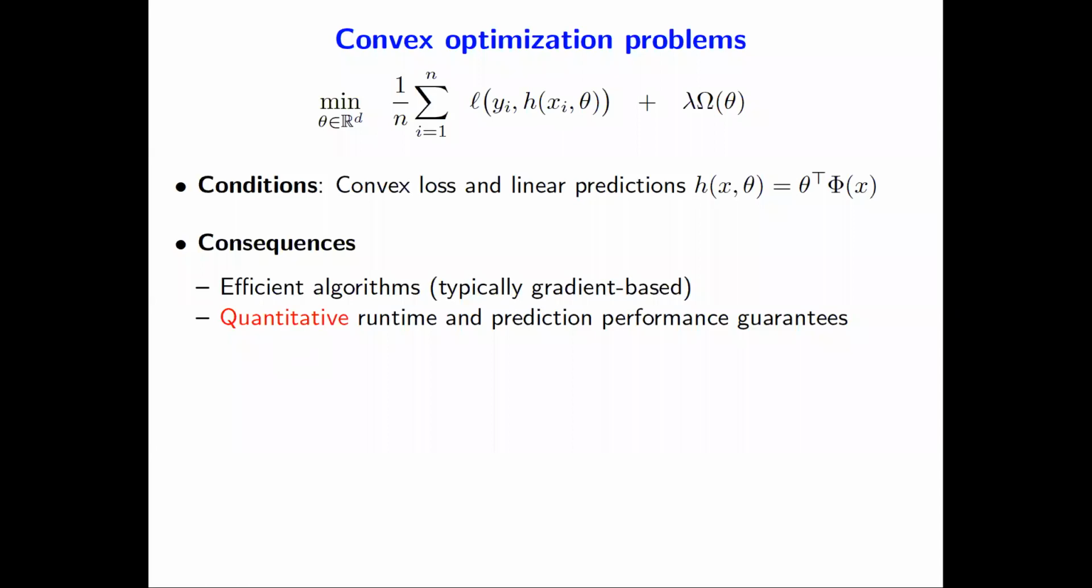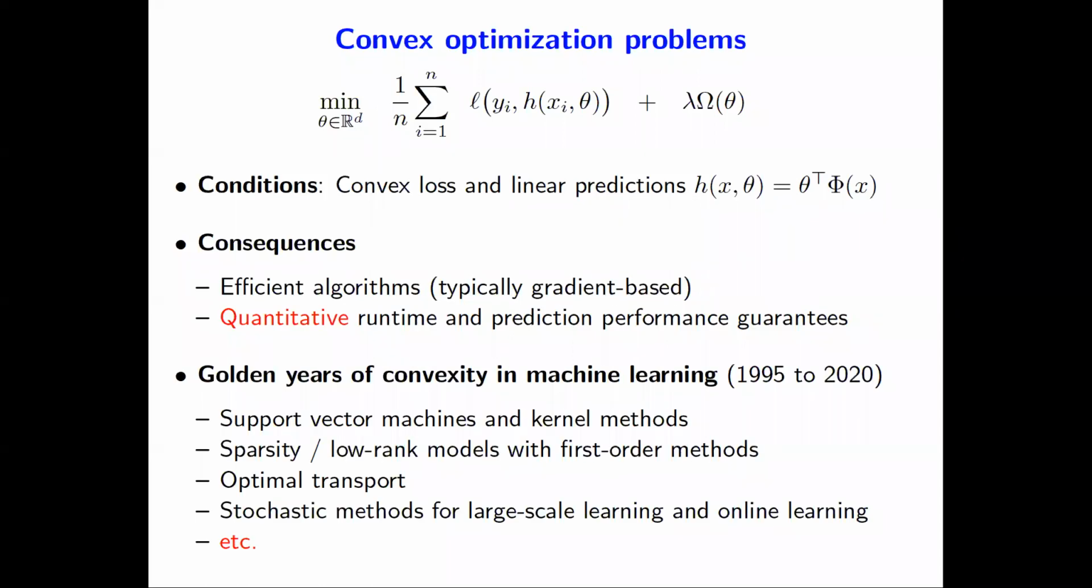Okay, so there's a long sequence of work. You can do acceleration, you can do sampling, and so on. So this is one part of what I call the golden years of convexity in machine learning, which I make start at 1995 with SVM, and I end this year because I had to choose a year, and there are a lot of examples of those golden years.